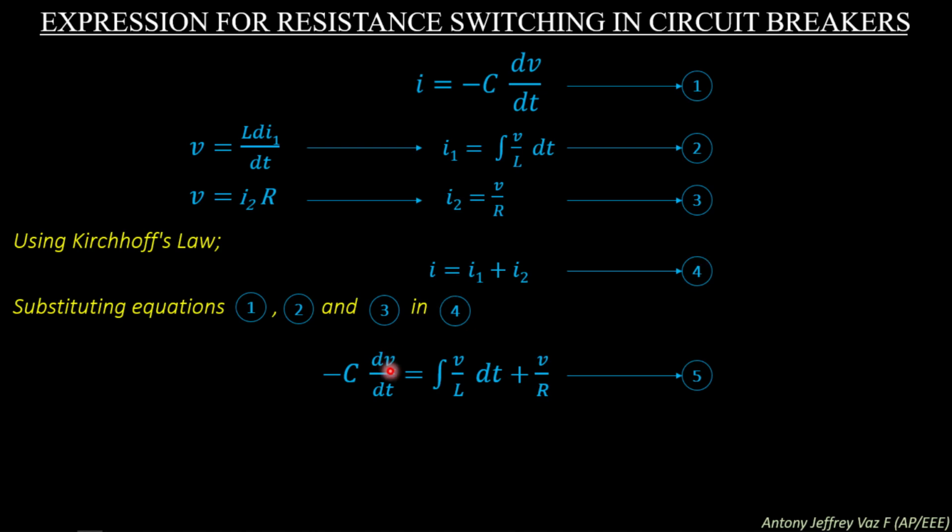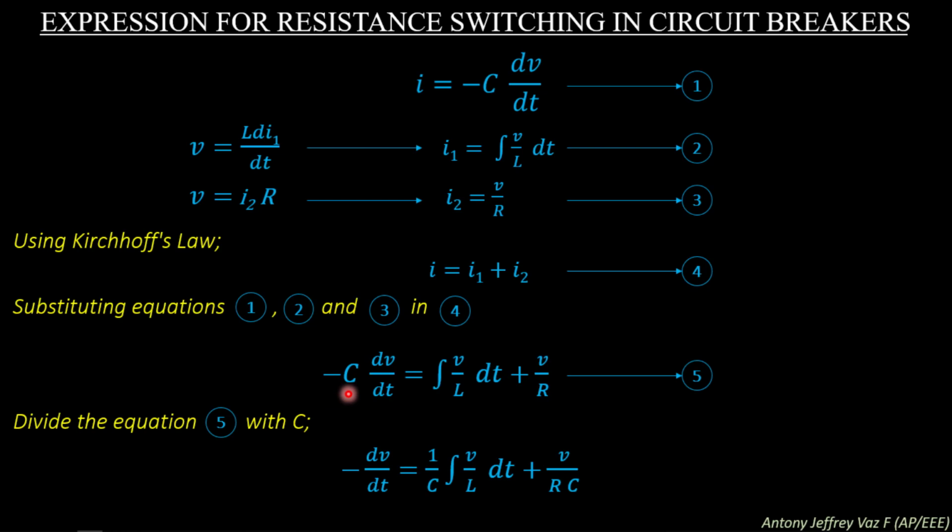minus C dV by dt equal to integral of V by L dt plus V by R. So we can divide the complete equation 5 by capacitance C. So we will be getting minus dV by dt equal to 1 by C integration of V by L dt plus V by RC. This is the equation we get after dividing equation 5 by capacitance C.